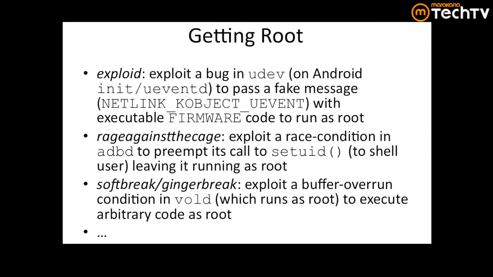The last exploit, though, this soft break / ginger break, is a little more sinister in that it takes advantage of a memory weakness, or I should say buffer overrun weakness, in the vol-D. And this was, by the way, available in ginger break, so it may still be on some devices. So a specially crafted command would fool vol-D into executing arbitrary code as root. So that's how you get root.